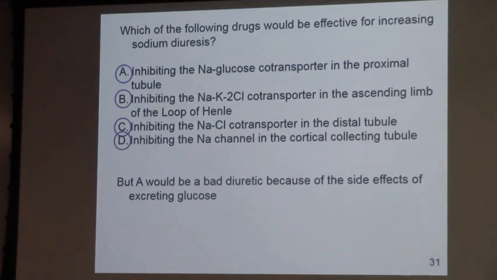A would be a bad diuretic because we would now excrete not only sodium, but we would excrete glucose, which is something we don't want to do. So if you end up in the pharmaceutical industry and your boss tells you, we're going to start working on a diuretic that inhibits the sodium glucose cotransporter, somebody should say, wait a second, that doesn't seem like a very good drug target. That's not going to be an effective drug because of the side effects. Right from the start, you know that would be a bad drug target.